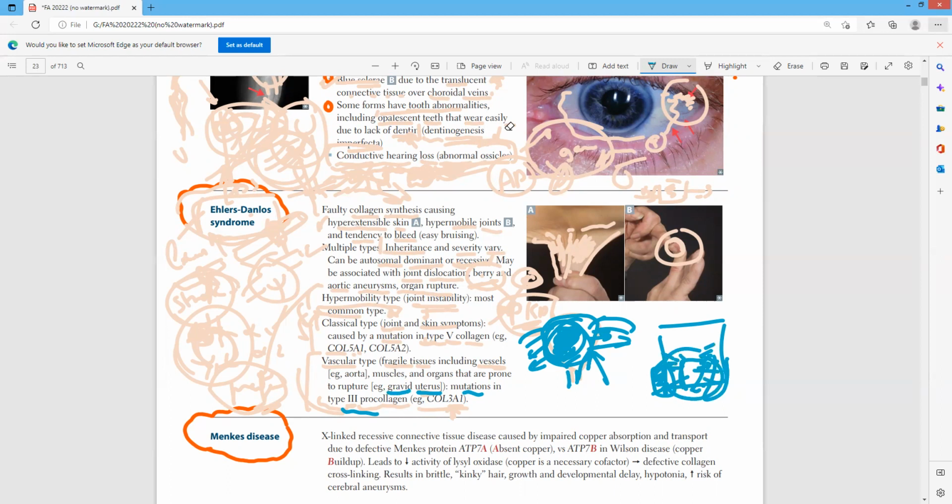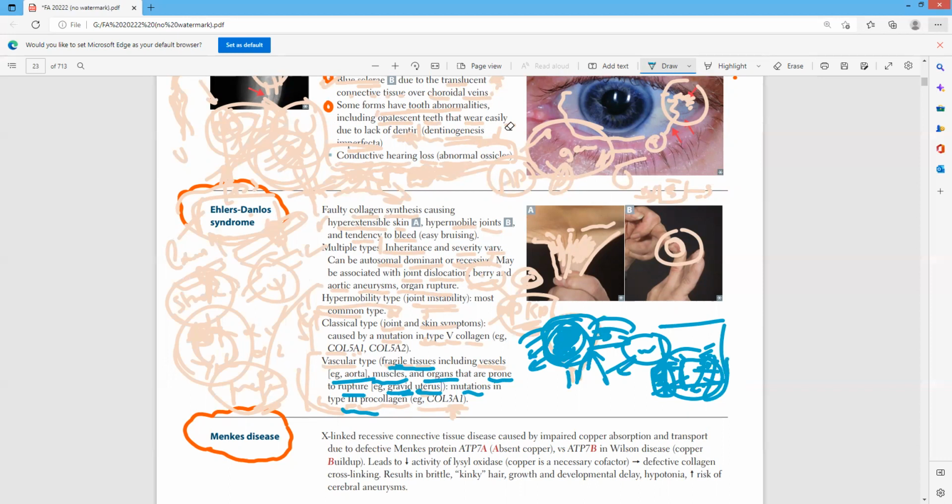It will be a very extending uterus on a very weak collagen. You will have that extending, gravid uterus on a very weak collagen. It may rupture. So you will have what's called fragile tissue, and organs prone to rupture like that. You will have muscles, you will have the aorta. And this is for Ehlers-Danlos syndrome.